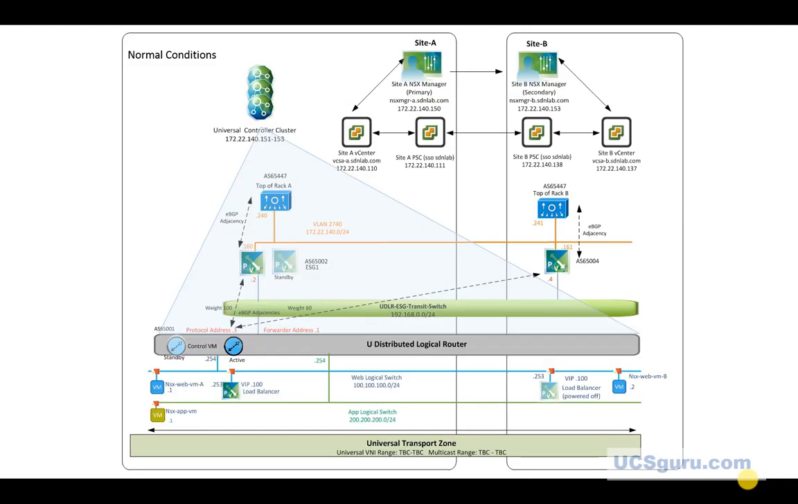So, okay, this is the topology we're going to be using today. As you can see, we have our two sites, site A and site B. The main elements we're going to be interested in are obviously our NSX managers. So we have our primary NSX manager in site A, our secondary NSX manager in site B, and our universal controller cluster that is deployed at the same site as our primary NSX manager, so in this case site A.